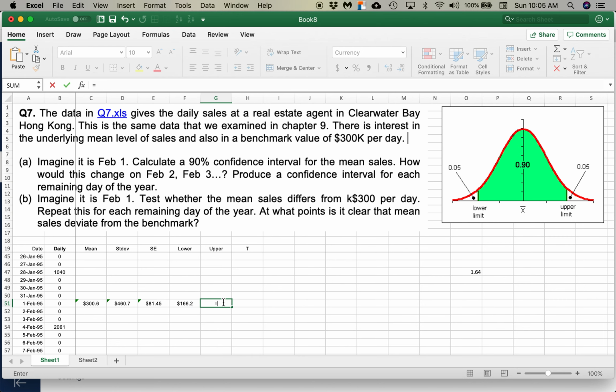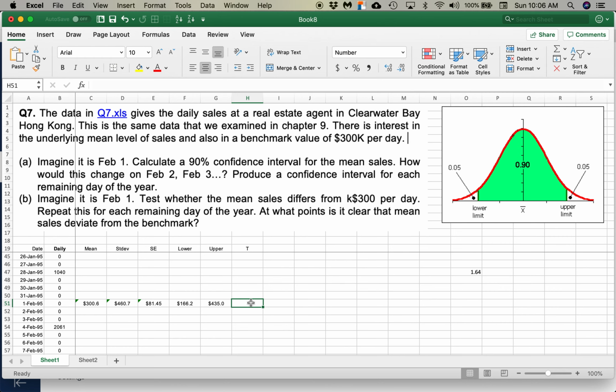The upper value is equal to the mean plus, not minus, the 1.65 times the standard error, boom, and we hit enter. So the lower and upper limits of a 90% confidence interval on February the 1st for the sales is 166,000 up to 435. What is the T statistic? Produce a confidence interval for each remaining day of the year.